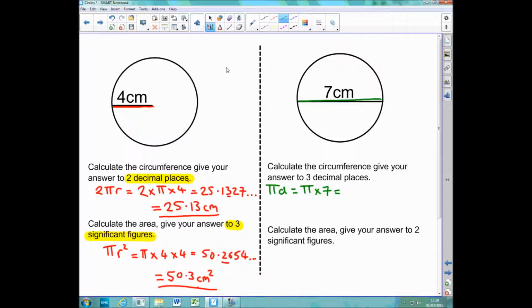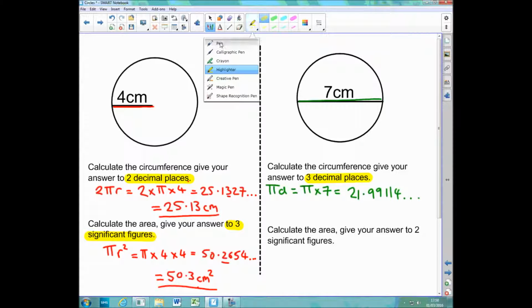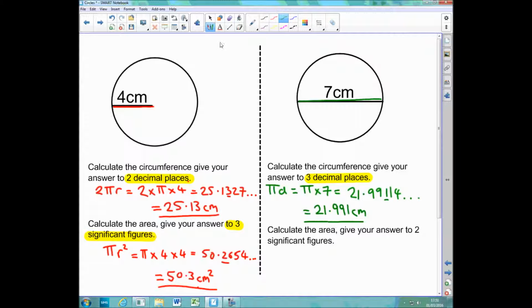Push that SD button and you get 21.99114, and the number keeps going. So this time the question is asking you to round it to 3 decimal places. So doing it to 3 decimal places means that, again, we're going to look at the third decimal number, which is a 1 here. Just as before, we're just going to check to see whether that 1's going to round up or not. It doesn't in this case, so we get 21.991 centimeters.